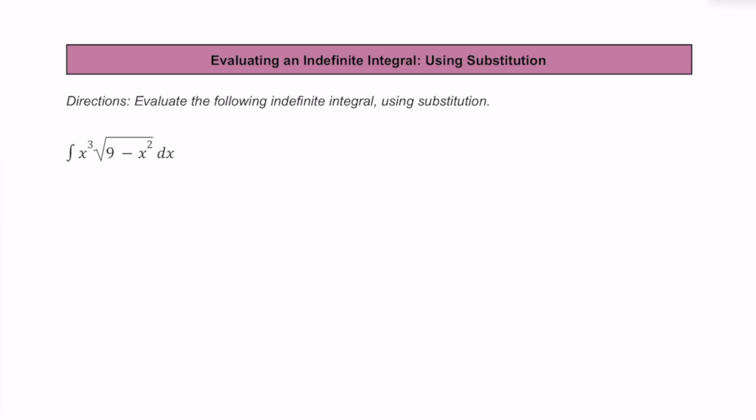Let's try evaluating an indefinite integral together using substitution. So here we have the integral of x cubed multiplied by the square root of 9 minus x squared dx. These integrals with square roots can be a little bit tricky, so I like using u-substitution.